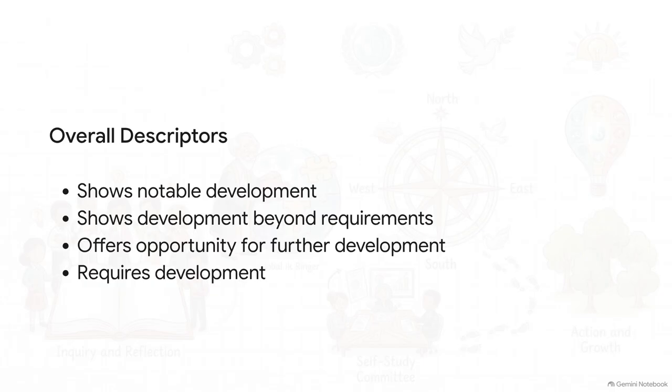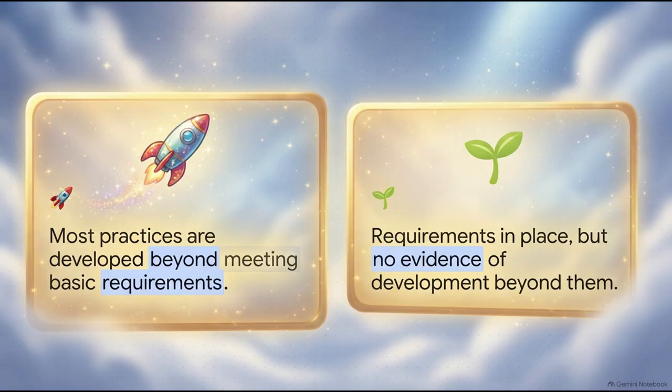Let's break down what actually separates these categories, because it's important. It is absolutely vital to understand the nuance here between these middle 2 descriptors. Shows development beyond requirements implies you are actively excelling past the baseline. It means most or all of your practices are pushing further than just what is strictly mandated. On the flip side, offers opportunity for further development simply means you have successfully met the baseline. All those basic requirements are totally in place, but currently there is no evidence that you have developed those practices beyond the bare minimum. And hey, this isn't necessarily a bad thing at all. It just accurately highlights a very clear path for your school's future growth.